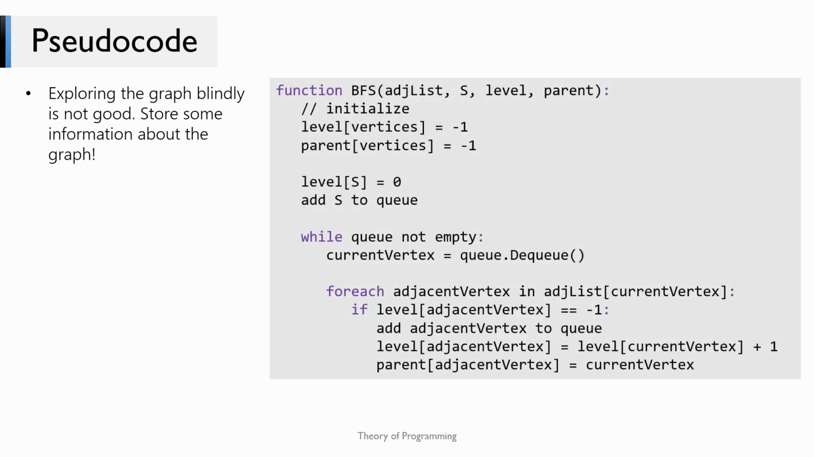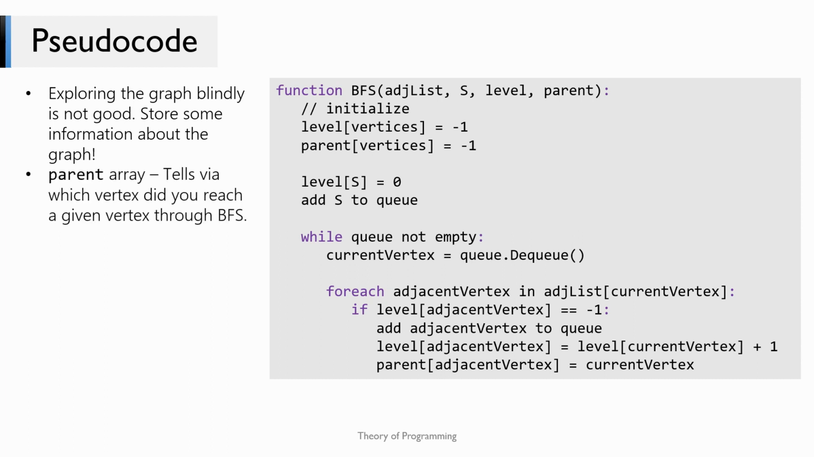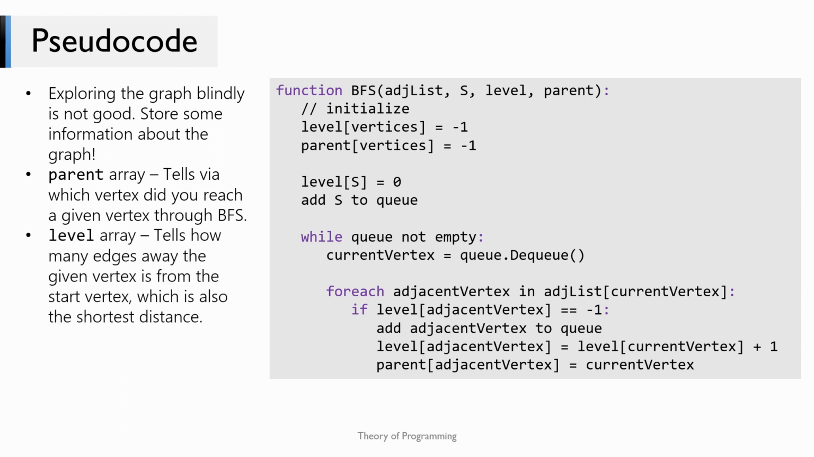This is the complete pseudocode for breadth-first search. It is not very different from the one we just saw. The only difference is that we now have two input arrays, parent and level, and we will populate these two arrays as we keep exploring the graph. The parent array tells you via which vertex you reached a given vertex through BFS. Let's say you reach vertex 2 for the first time via vertex 1, then parent of vertex 2 would be 1. The level array tells you how many edges away a given vertex is from the start vertex.